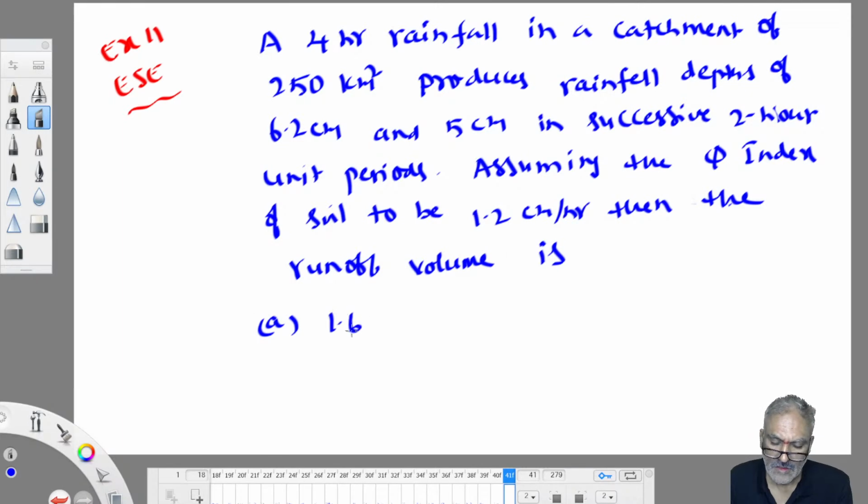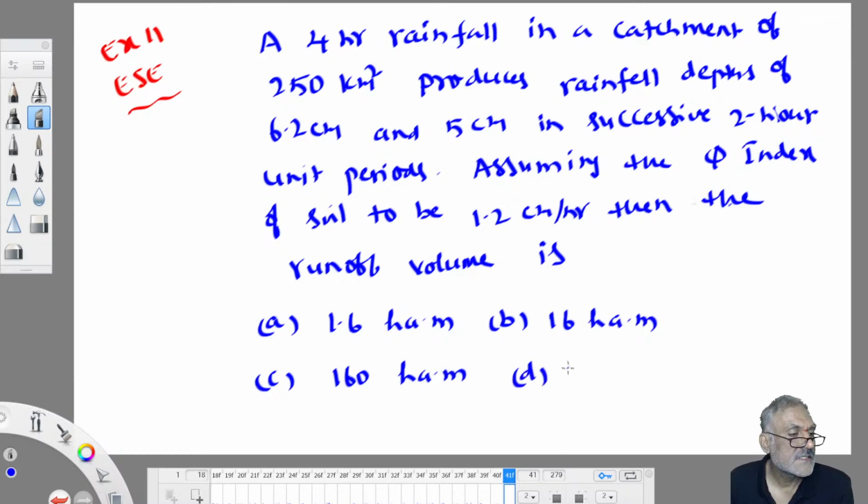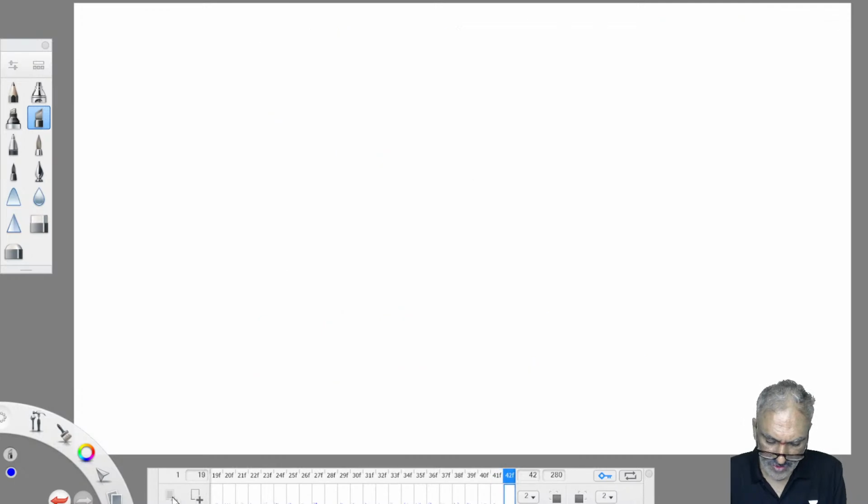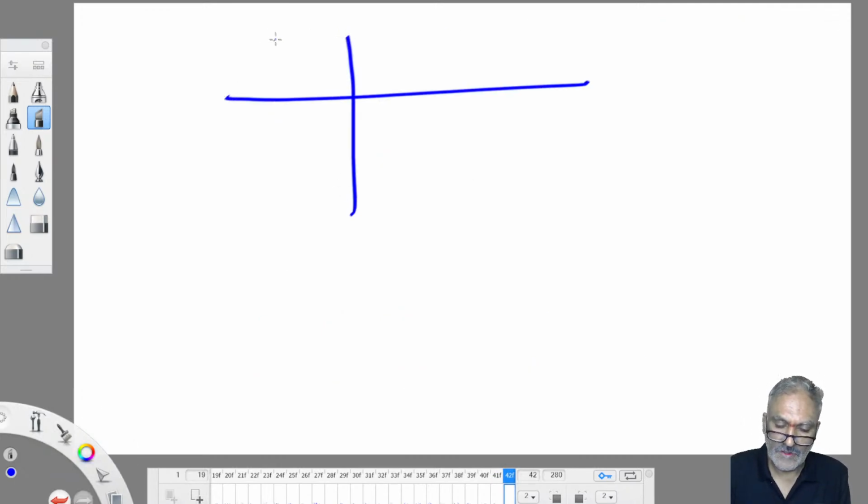So options given are A, 1.6 hectometer, option B is 16 hectometer, option C is 160 hectometer, option D is 1600 hectometer. So area into depth of runoff, work out in meters, area in hectares, then area into depth will give volume. So runoff volume you can calculate. Come on. Uniform storm or non-uniform storm? 4-hour rain is occurring for 4 hours. First 2 hours and second 2 hours. Two successive unit time periods.